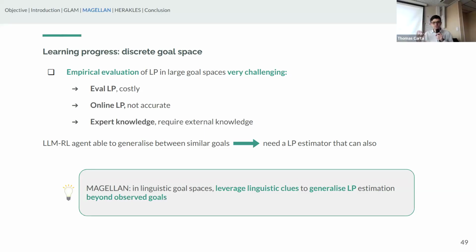So in Magellan, the idea is if we're in a linguistic goal space, we can leverage linguistic clues to generalize the learning progress beyond the observed goals.